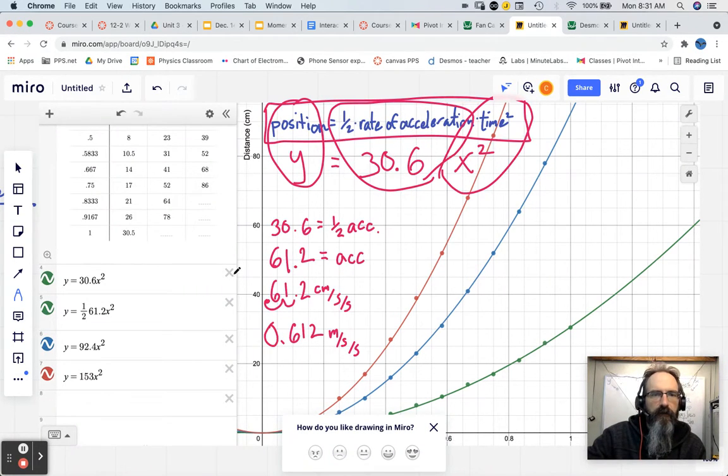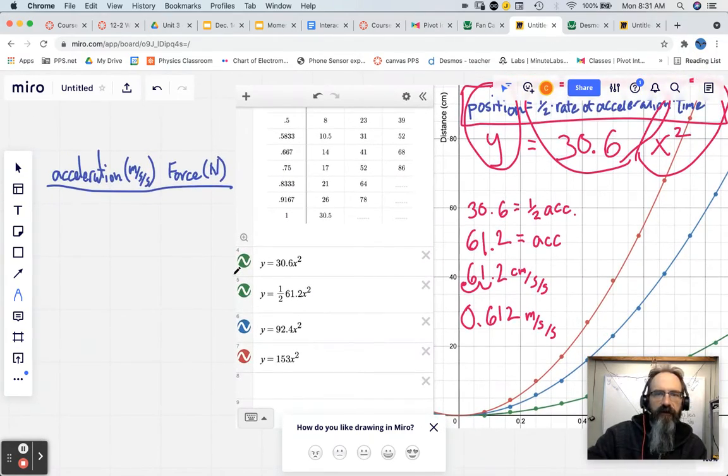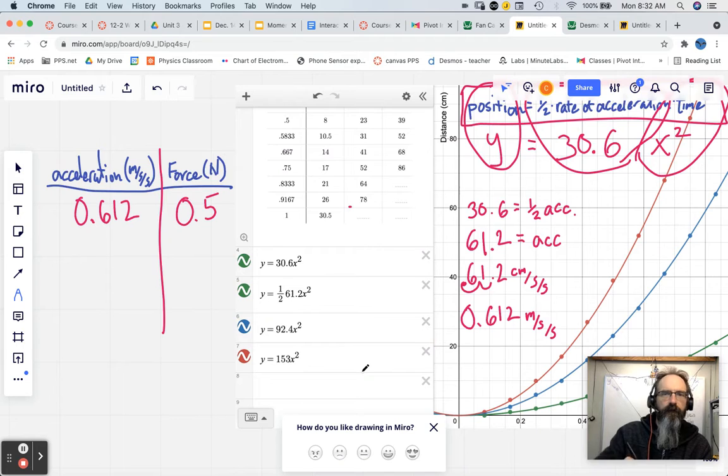Now, we're going to make a data table. I'm actually prepared over here. I'm going to slide over here. I'm going to make a data table with acceleration on the x side and force on the y side. My first acceleration here is 0.612. The force for this was fan force 1, which corresponds to 0.5 newtons.